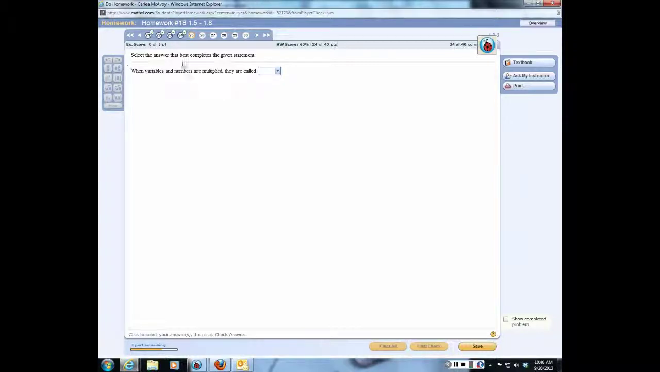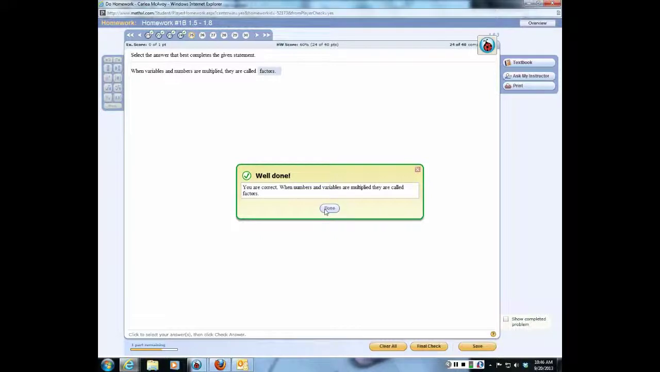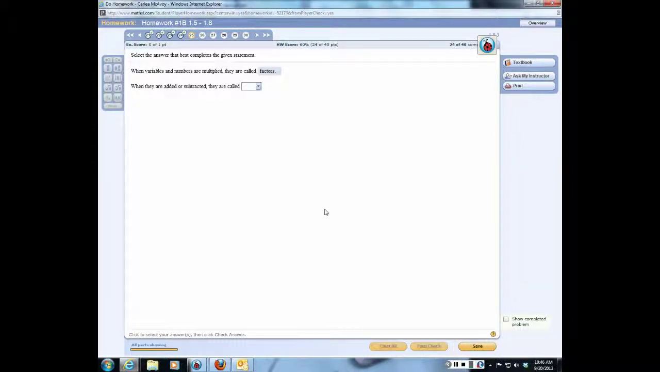All right, select the best answer that completes the given statement. When variables and numbers are multiplied, they are called, well, I'm going to choose factors here. I've not done this problem for a while, but factors are parts of a multiplication problem, right? When you multiply something, they're called factors because we're multiplying those. When they are added and subtracted, they are called terms. Terms are separated by addition and subtraction.